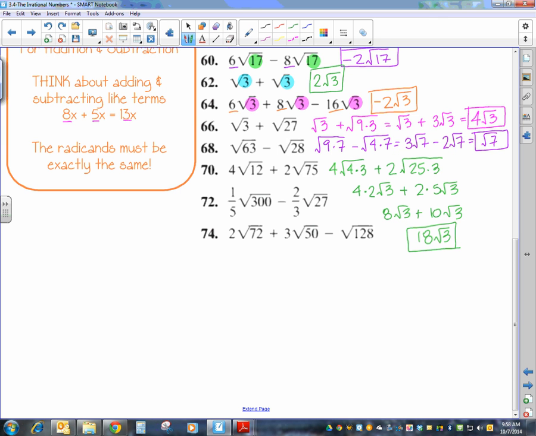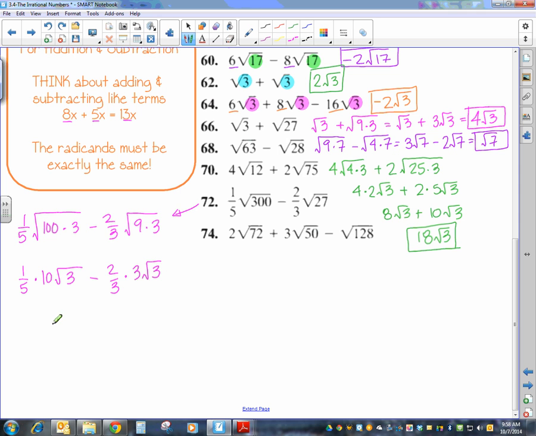All right, so this next one, let's go. I'm going to work over here with it. Again, same concept, 1/5. Okay, it's not under my radical, so I can't bring it there. But 300, hopefully you see, is 100 times 3. And then I have 2/3, and 27 we already broke up earlier as 9 times 3. So when I bring it out, I'm going to have 1/5 times the square root of 100, which is 10 square roots of 3, minus 2/3. The square root of 9 is 3, and the other 3 stays inside.